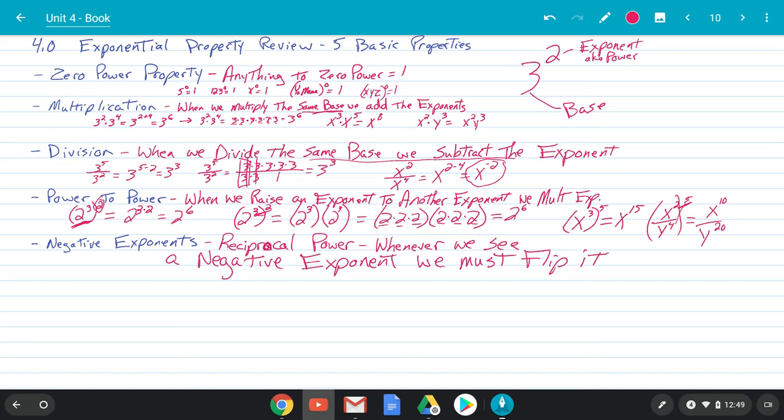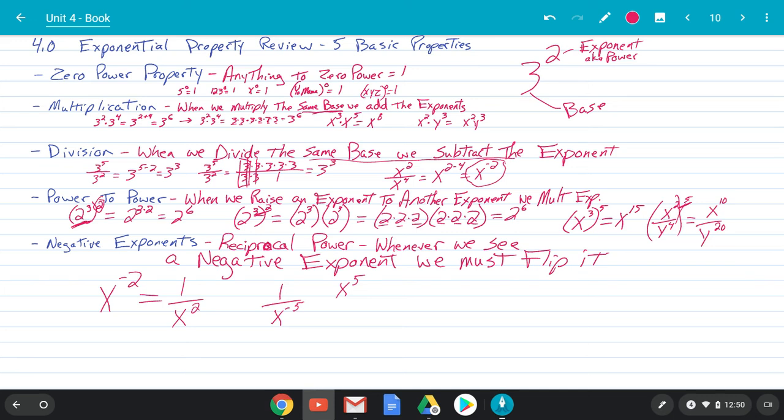So let's say I have x to the negative 2. Well, that means I have to write the reciprocal, which is 1 over x squared. What if I have 1 over x to the negative 5th? Well, then I have to write the reciprocal, which is x to the 5th. It's really over 1, but we don't have to write that over 1 part there, now do we?